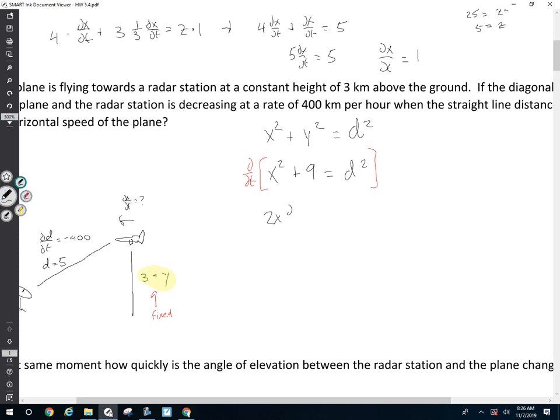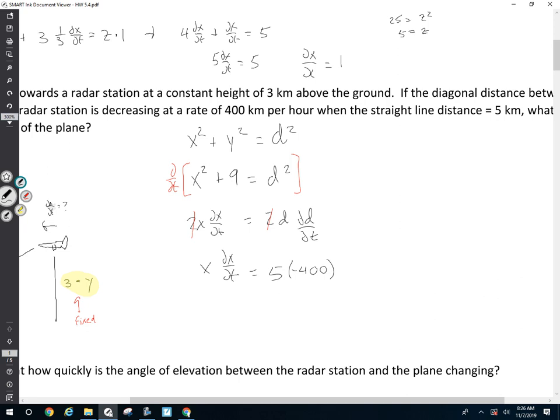I get 2x dx/dt equals 2d dd/dt. And d is 5. Okay, I can cross off the 2's as well. d is 5. dd/dt is negative 400. I'm trying to find dx/dt. I'm going to have to find x. So here comes our extra step.